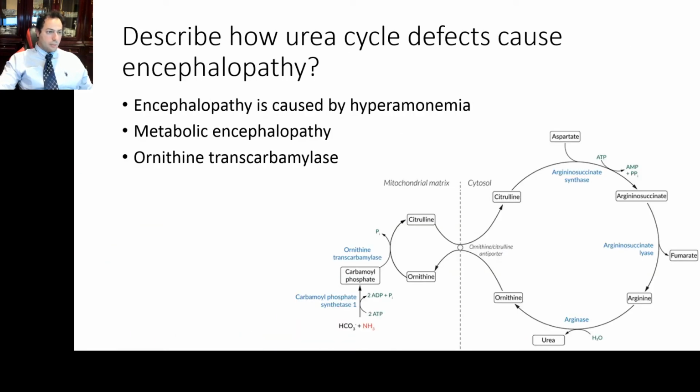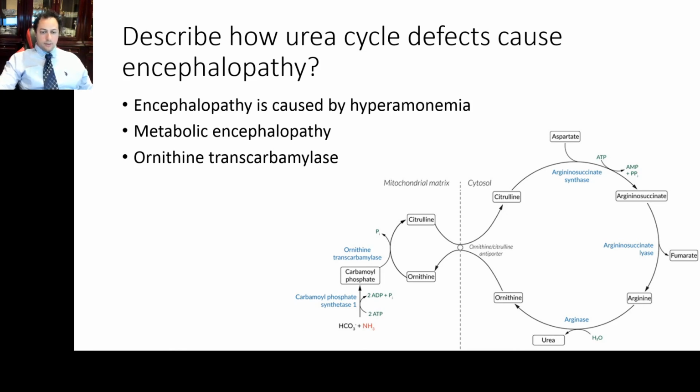Next question is, describe how urea cycle defects cause encephalopathy. Encephalopathy is caused by hyperammonemia because of liver damage due to no ammonia detoxification. In severe cases, this can lead to metabolic encephalopathy with coma and death. Let's look at the pathophysiology of it.